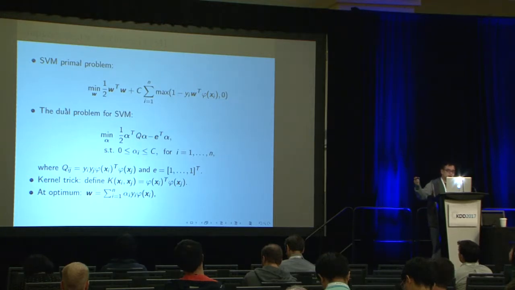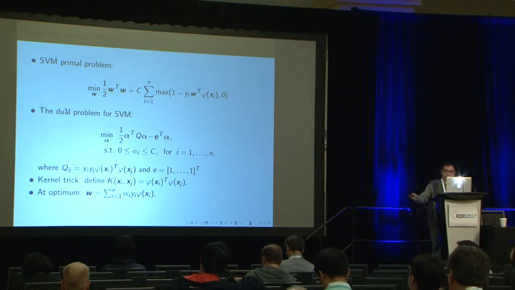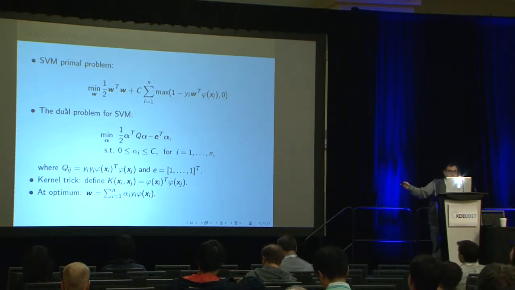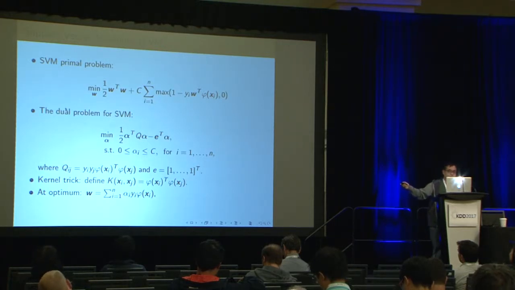When you transform the primal to the dual problem, each dual variable alpha_i corresponds to one training data point in the primal space. So if you have n training data, then you have n dual variables. The dual problem here is actually a very simple quadratic minimization problem with bound constraints. The only difficult term is the Q matrix, which is an n by n matrix, and Qij is defined by yi yj multiplied with the inner product of phi(xi) and phi(xj).